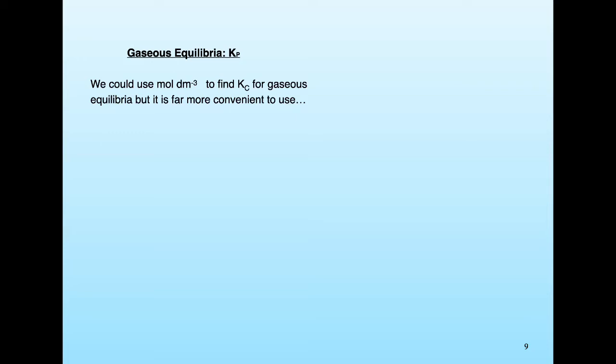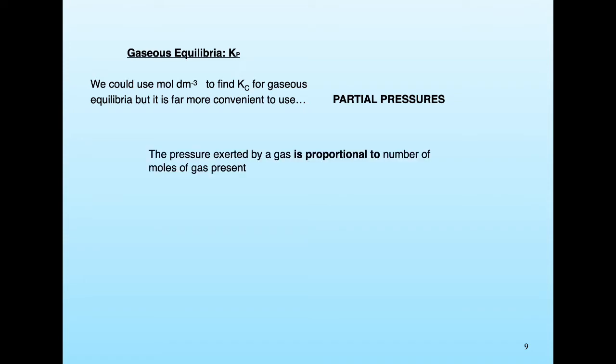This is new. Okay, so Kp is like Kc, but we use it with gases. Where we had moles per decimeter cubed, which you can also have with gases because it's just the number of moles per volume, to find Kc, we're going to start using Kp, which refers to pressures rather than concentrations, or partial pressures to be more exact. Okay, we'll talk about what they are in a second. So working with gases, it's much more logical to use pressures rather than concentrations.